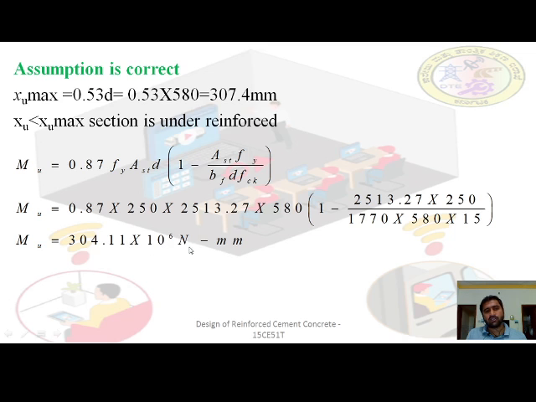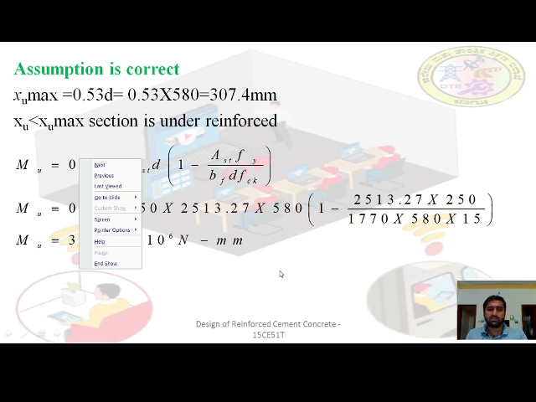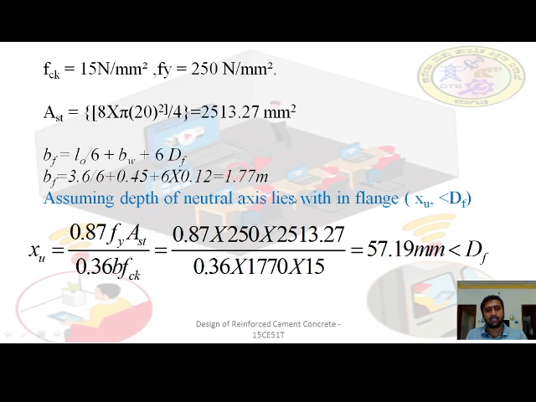304.11 into 10 to the power 6 Newton millimeter, or 304 kilonewton meter is the moment of resistance of the section. So this solves the problem. The required answer is obtained. The moment of resistance of the section and the depth of the neutral axis, both have been calculated.